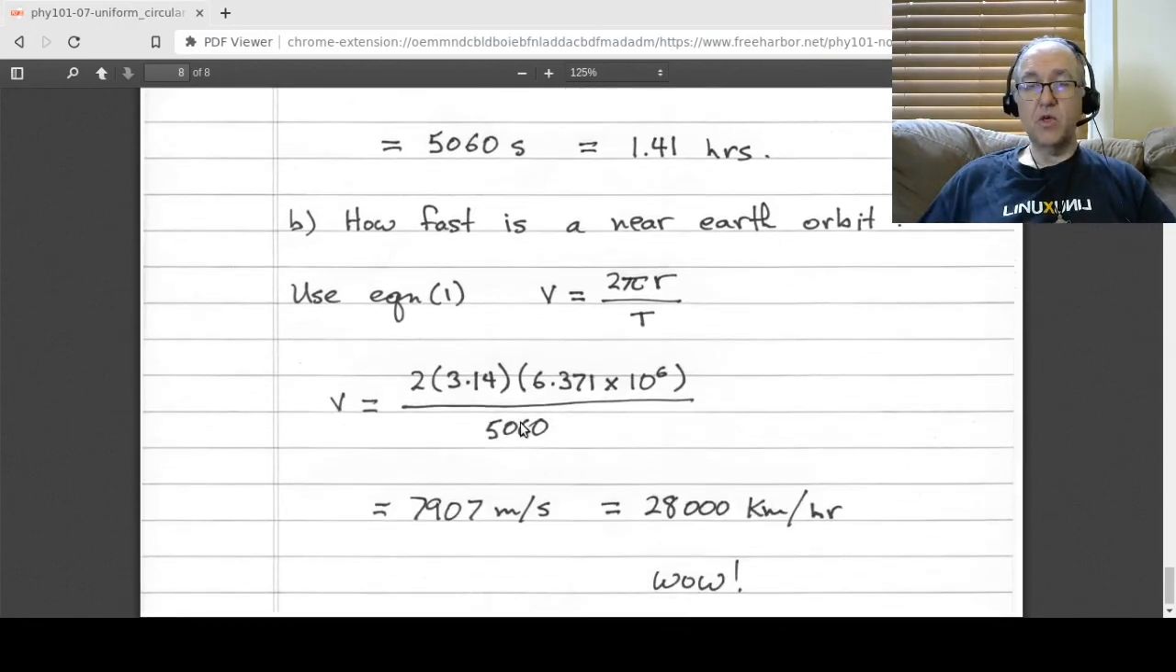Well, if you take a look at those equations, we want the velocity. You could use either equation 1 or 3. I used equation number 1 here. So v is equal to 2 pi r over T. Substituting that in, that turns out to be 7,900 meters per second. It's a little hard to get your head around how fast that is. That turns out to be about 28,000 kilometers per hour. So these near Earth orbits are not at all slow.